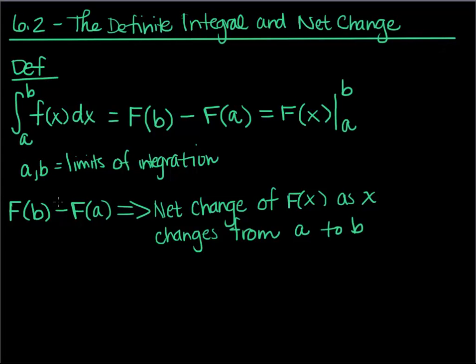If my bank account changes from 1,000 to 600, what was my net change? It was a negative 400, right? I would take 600 minus 1,000, where I end up minus where I started. So this is the net change in F of x.